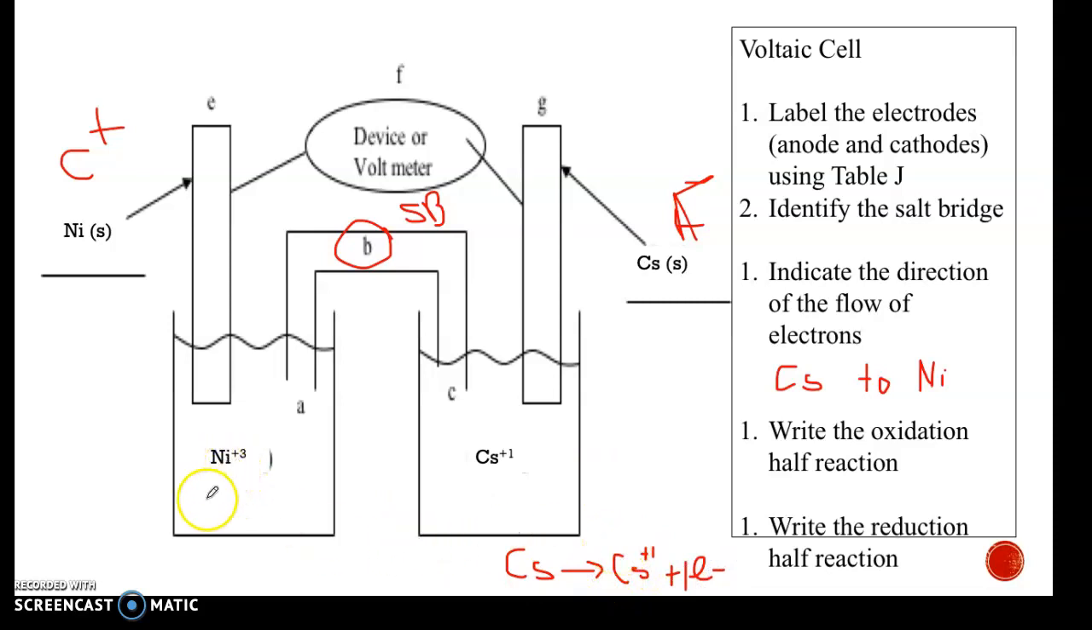Then for reduction, we're going to go Ni 3 plus, plus 3e minus yields Ni. That could be Ni0, or you could just leave that as Ni. I feel like writing the zeros. You know you've written your half reactions correctly if you can clearly see that you are reducing or oxidizing. Remember, once you become more positive, you're oxidizing. Once you become more negative, you are reducing.